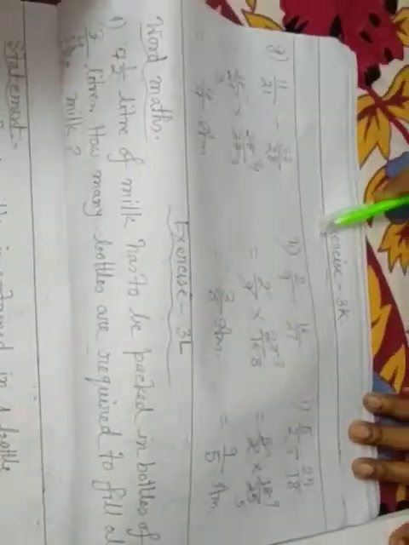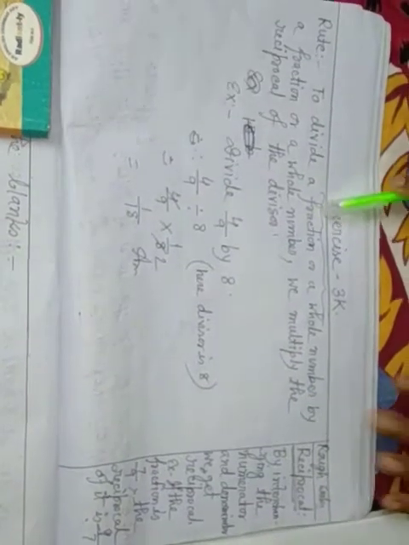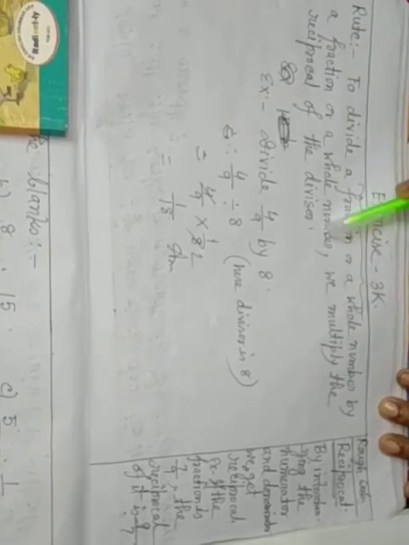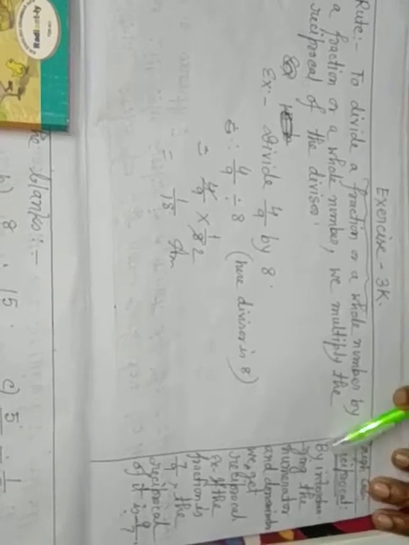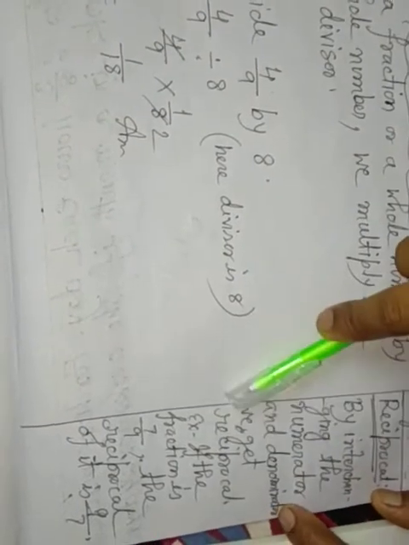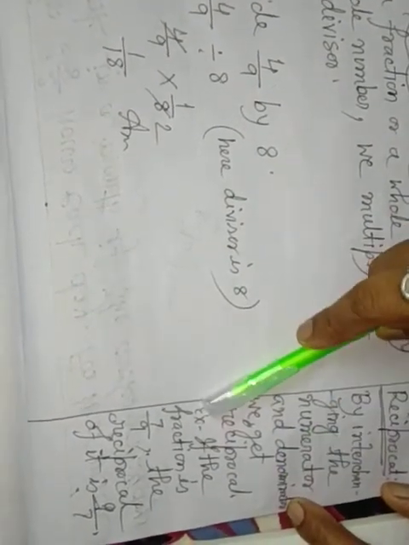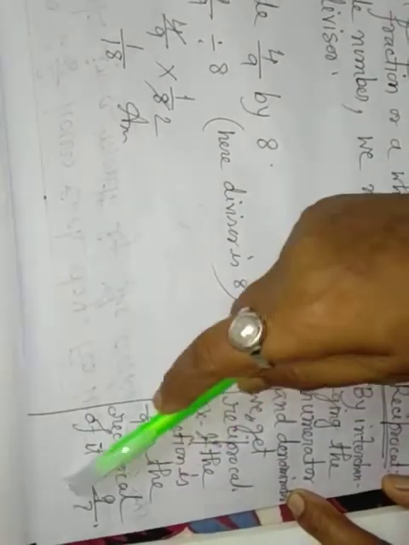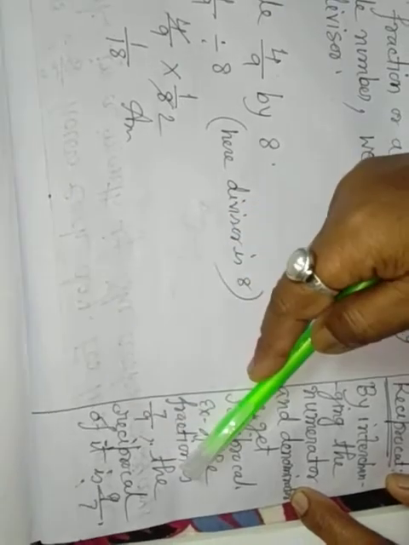Exercise 3k, that is the rule to divide a fraction or a whole number by a fraction or a whole number: we multiply the reciprocal of the divisor. What is reciprocal? By interchanging the numerator and denominator, we get the reciprocal. For example, if the fraction is 7 by 9, the reciprocal is 9 by 7. Okay, this is the reciprocal.